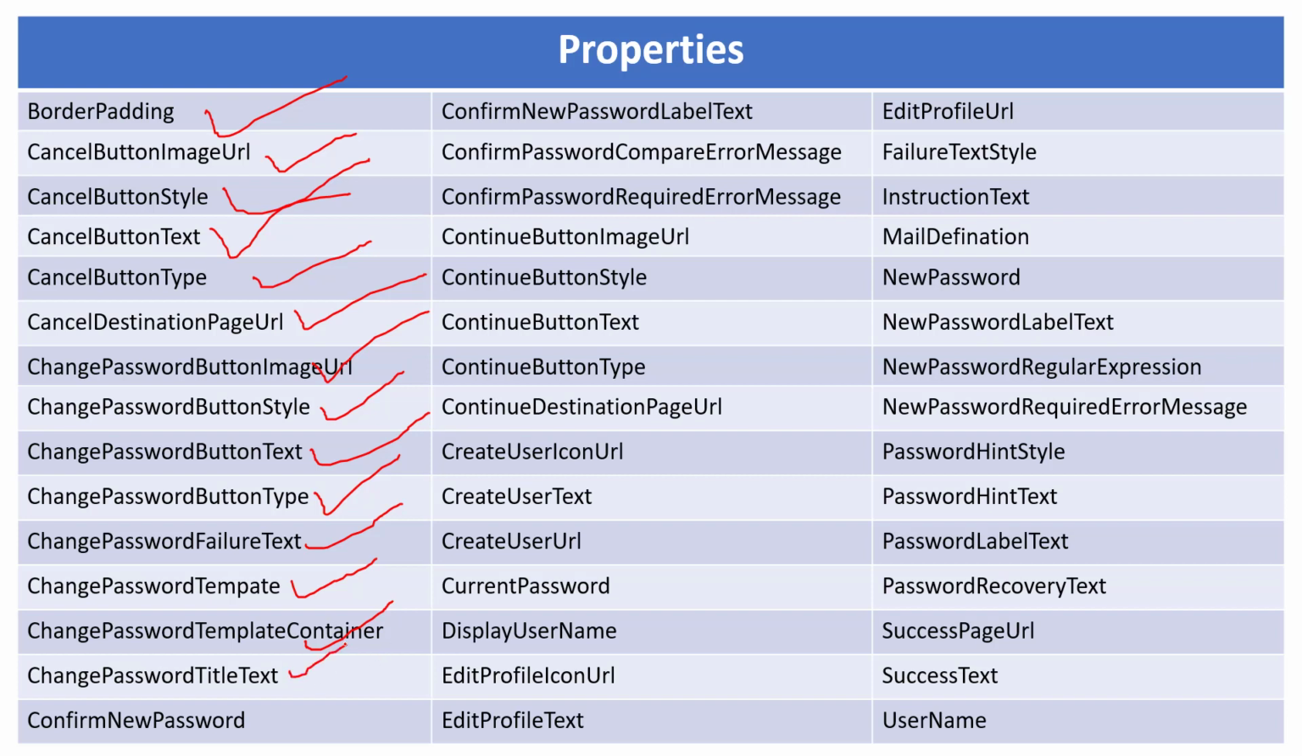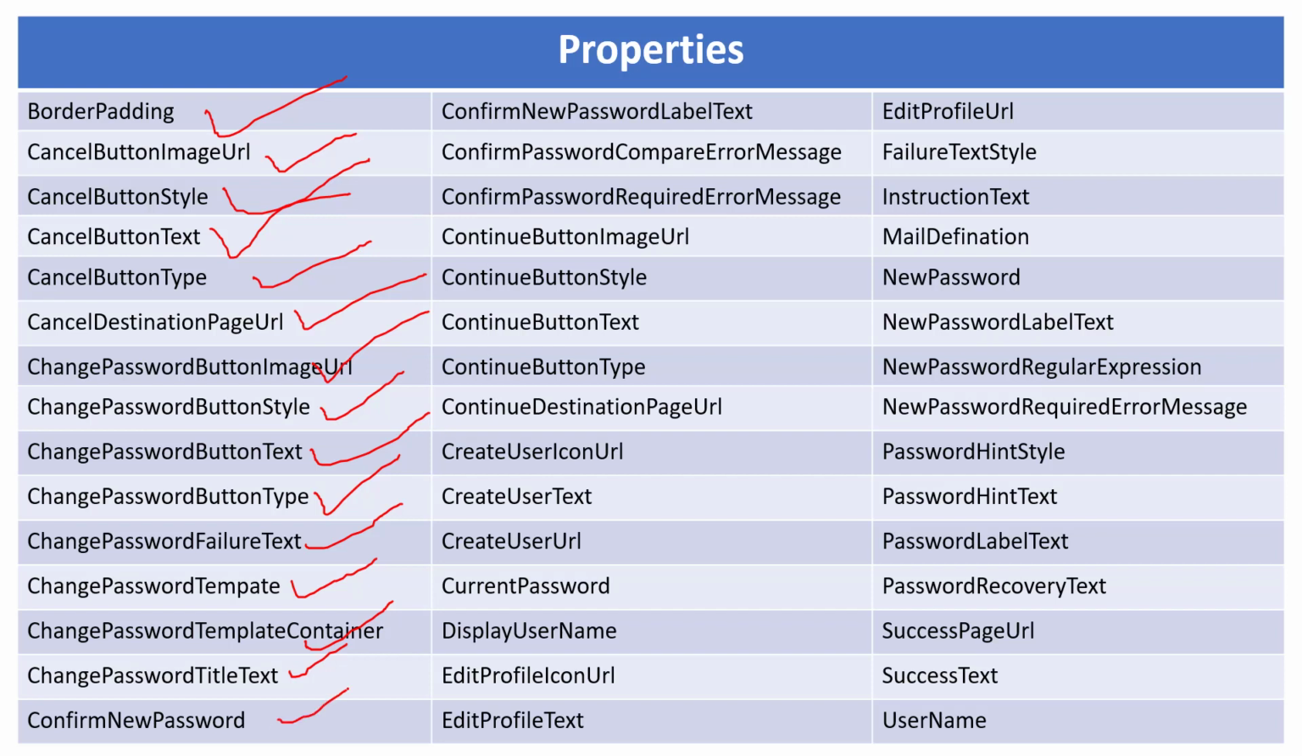Next is ChangePasswordTitleText. It is used to set or get the text displayed at the top of the change password control in the change password view. Next is ConfirmNewPassword.